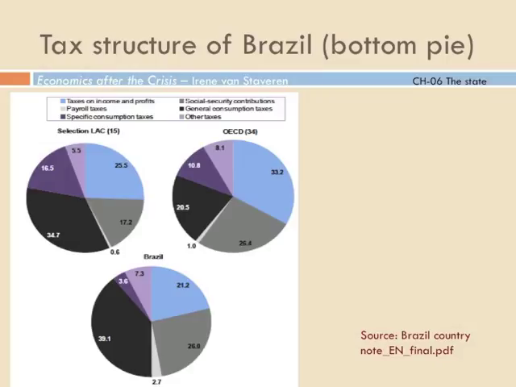This slide shows you the tax structure of Brazil. That's the bottom pie. The first pie is for Latin America, and the second one on the top is for the OECD countries, say the rich countries.